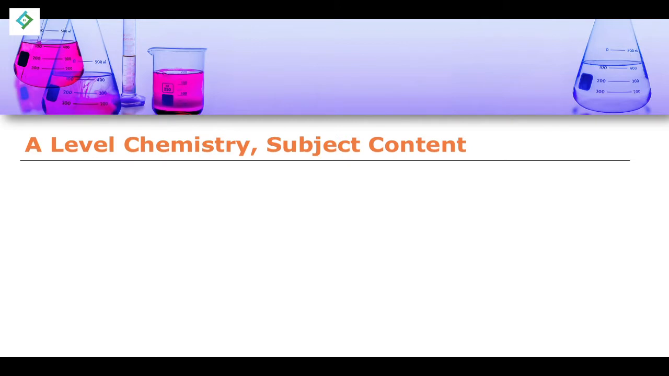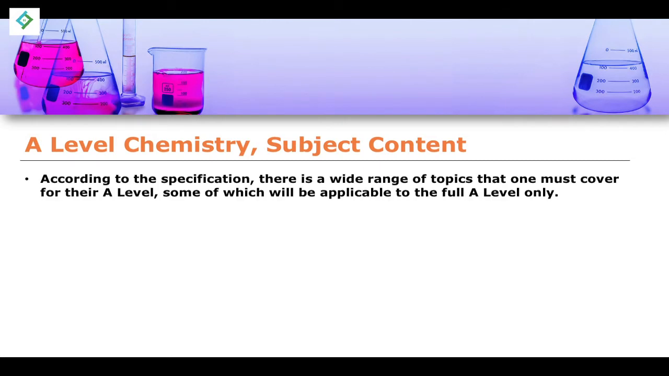So we're going to begin by giving you a very brief overview of the subject content for A-level chemistry for AQA. Now, the way it is split for the AQA module is you will have a series of topics that you will study for the AS level, and then there will be a series of topics that are applicable to the full A-level only.